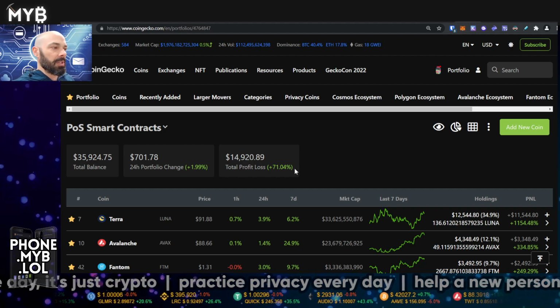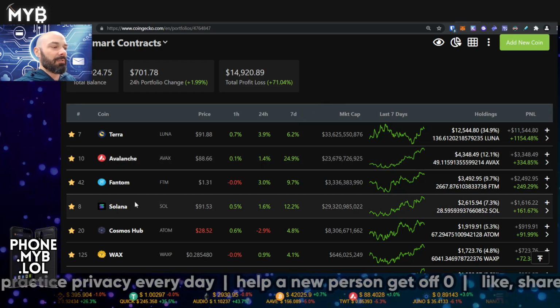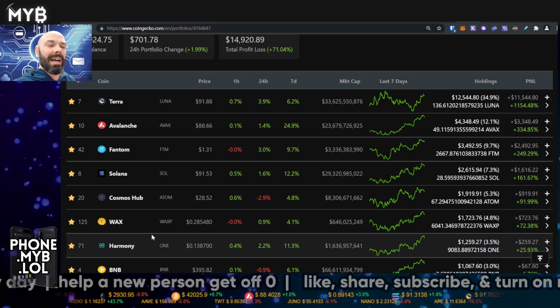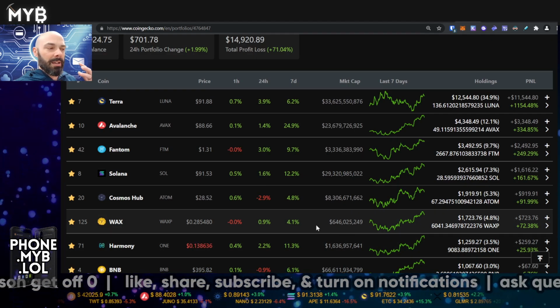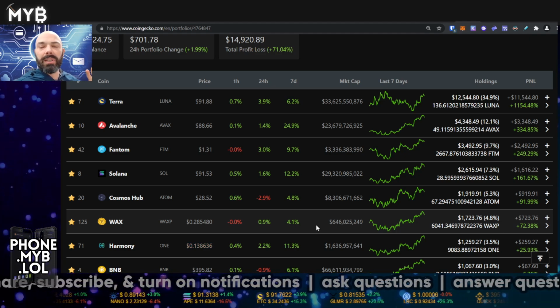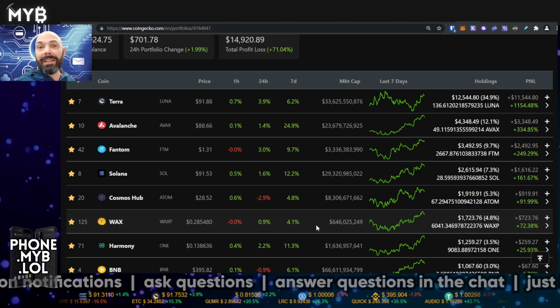So consider flipping those. Proof of stake, smart contract networks, Terra, Avalanche, Phantom, Solana, Cosmos are our top 5. Wax is still right behind them. It's moving down to that $500 million mark, but it's got such a strong fundamental use case in terms of being dedicated only to NFTs and collectibles. I still think that Wax is going to be the little chain that could.